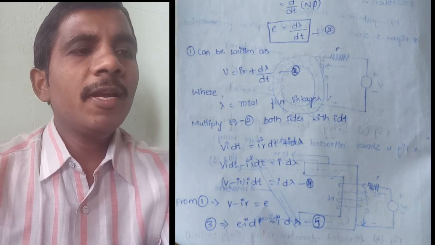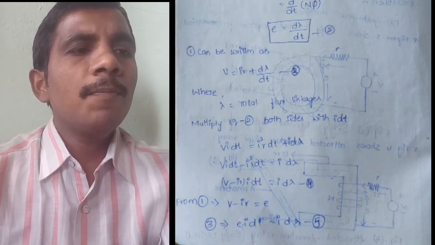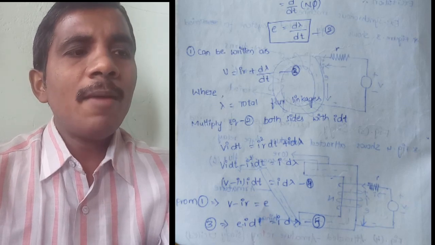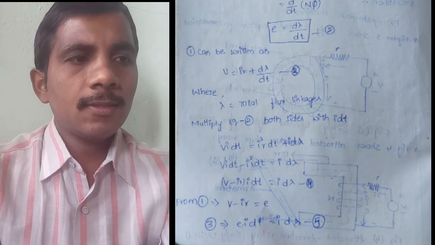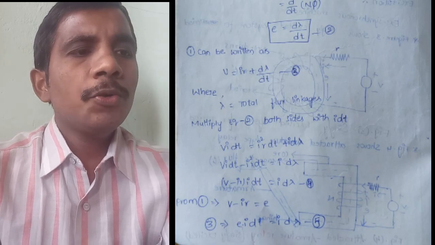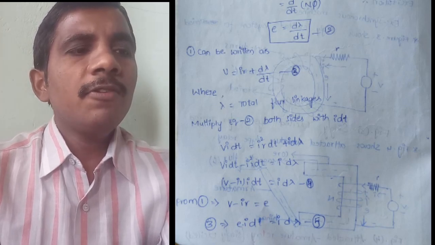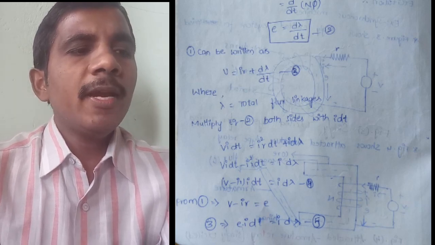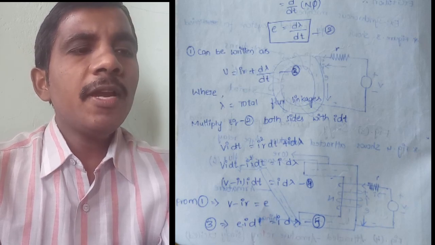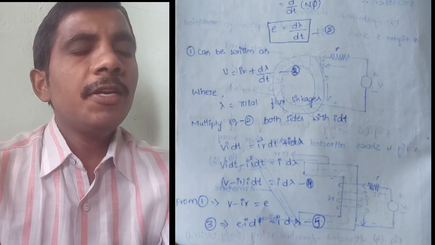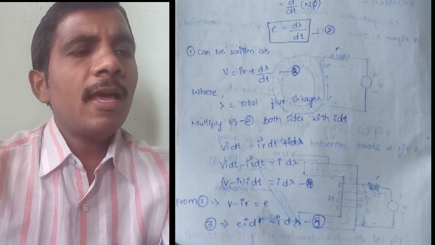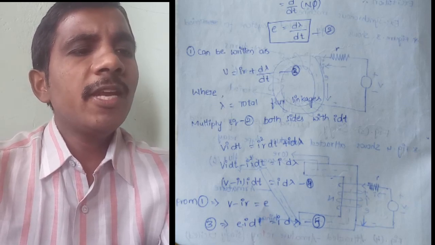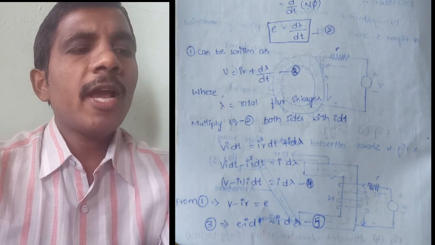From equation 1, it can be written as V equals IR plus d lambda by dt, where lambda equals the total flux linkages. Multiplying the equation on both sides with I dt, we get VI dt equals I squared R dt plus I d lambda. So VI dt minus I squared R dt equals I d lambda. With a common I dt, (V minus IR) dt equals I d lambda. From equation 1, V minus IR equals E, hence equation 3 can be written as EI dt equals I d lambda.